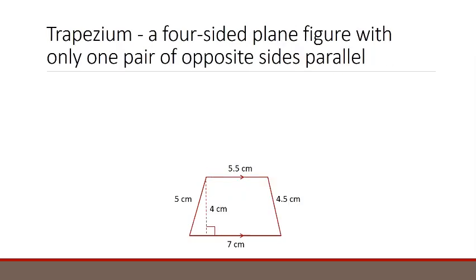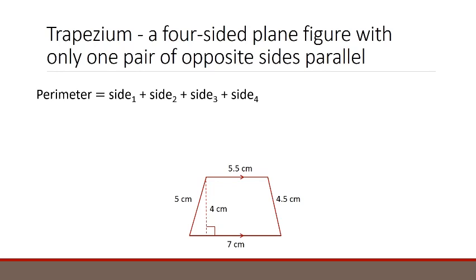Our next shape is a trapezium. This is a 4-sided plane figure with only one pair of opposite sides parallel. So if you look at this figure, it looks similar in size and shape to our previous question, but it's a completely different shape. And so we have a different formula for this.